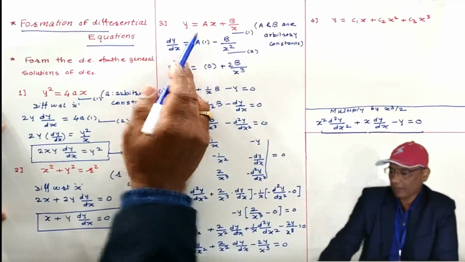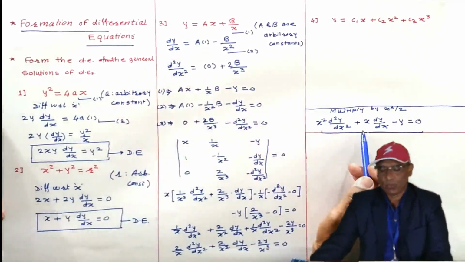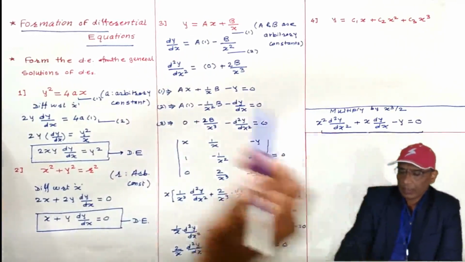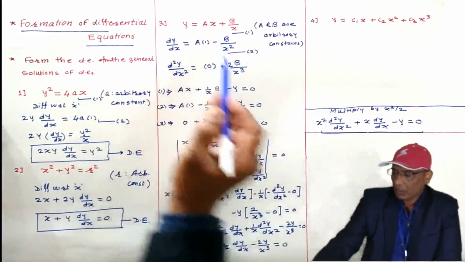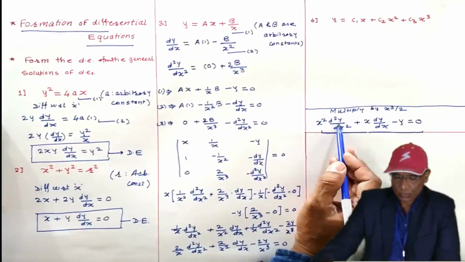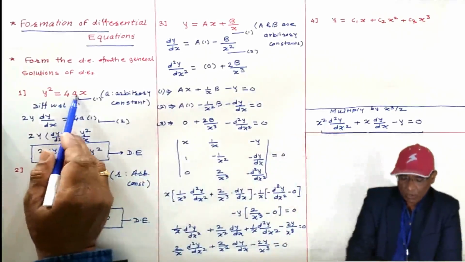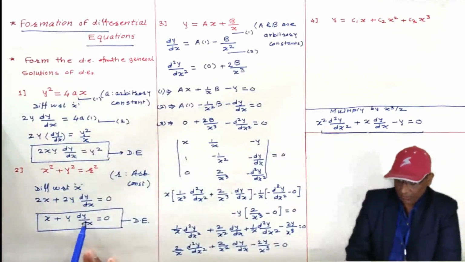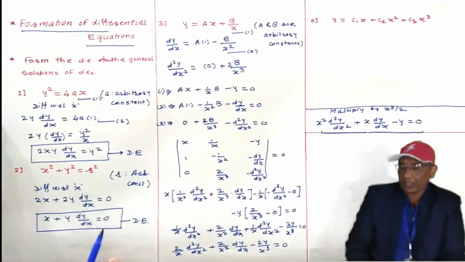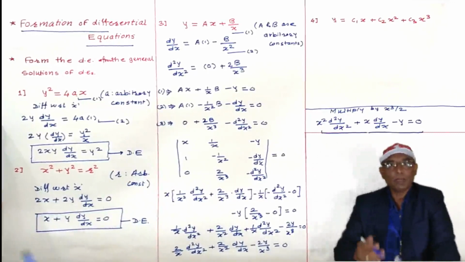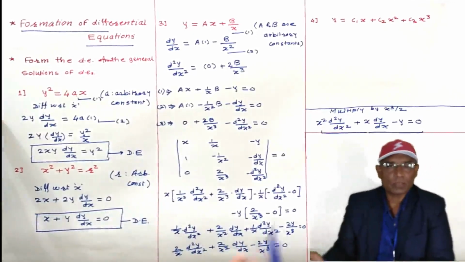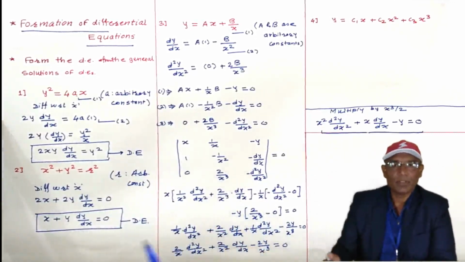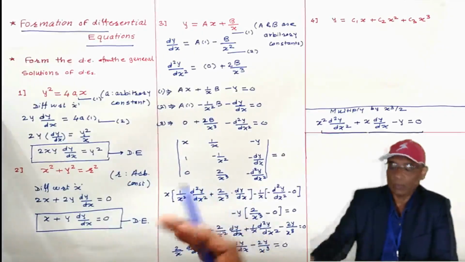Solution is given and the differential equation is formed. See here, there are two general constants. The order of the differential equation is 2. Here one general constant, order of the differential equation is 1. Here a single general constant, order of the differential equation is 1. The number of arbitrary constants, or general constants you can say, present in the differential equation is equal to the order of the differential equation.